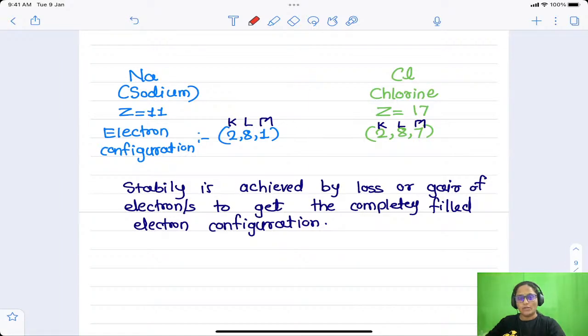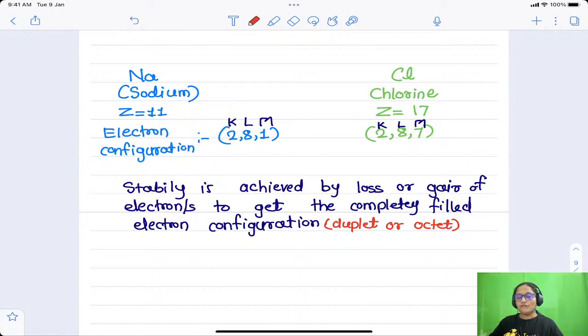Similarly, in case of chlorine, there are 7 electrons in M shell. We know that if 8 electrons are there in the outermost shell, that is a completely filled configuration. I will write down either duplet or octet completed. Octet means 8 electrons, duplet means 2 electrons. So to get 8 electrons in the outermost shell, sodium needs to lose the electron, then there will be 8 electrons in L shell.